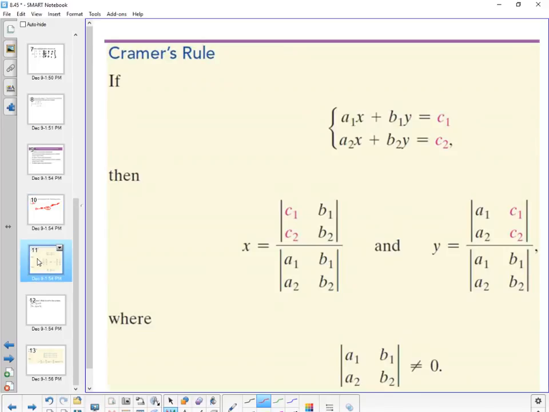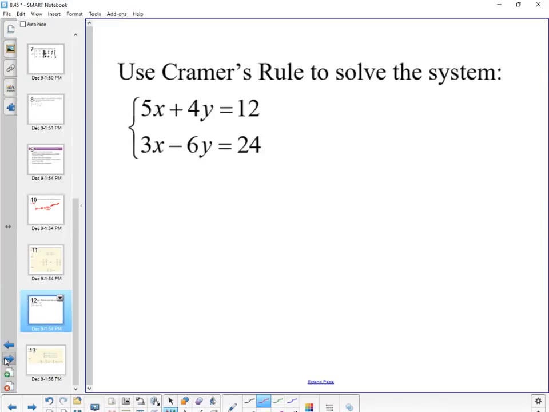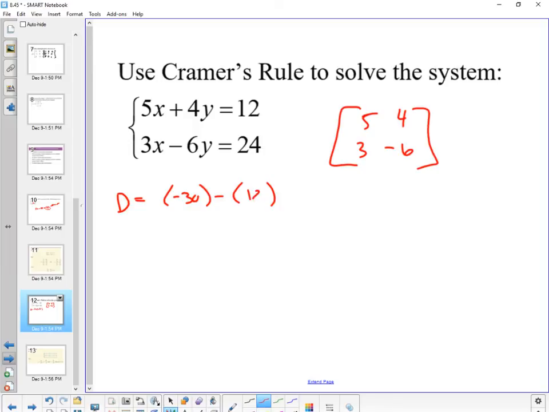Here is the slide that shows you Cramer's rule, but it's easier for me to just do it with you. I'll do it one time because you guys have already seen it, right? First we find the determinant. Let me put this in the matrix real quick. So this would be 5, 3, 4, negative 6. So 5 times negative 6 is negative 30, and I take away 12. So my determinant is negative 42.